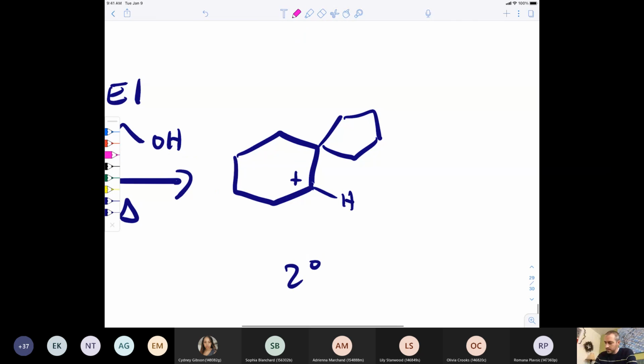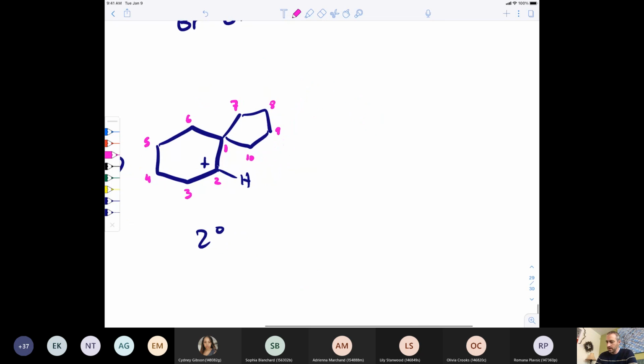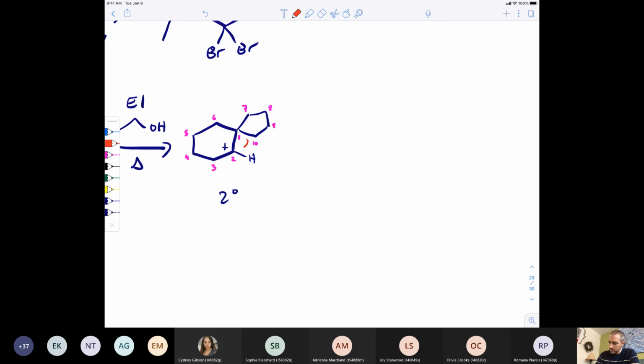What I always recommend you do at this stage is to label all your carbons. I'm going to number them all. 1, 2, 3, 4, 5, 6, 7, 8, 9, 10. Most common mistake here is for people to lose an atom. Don't lose any atoms. Make sure our product cation also has 10. What we're going to do is draw an arrow like this. So that means our carbon 1, carbon 10 bond is going to break. We're going to form a new carbon 2, carbon 10 bond.